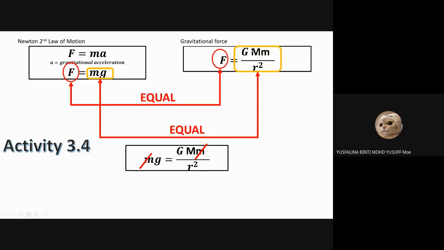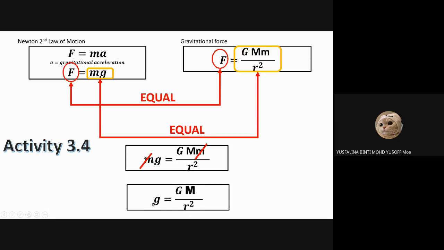This one is to differentiate, right? One uses the capital letter M and another uses the small letter m, just to differentiate that there are two objects. Then you just equalize these two formulas: mg is GMm over r squared. This means the same object, so you can just cancel off the m. So the formula for the gravitational acceleration is g equals GM over r squared.